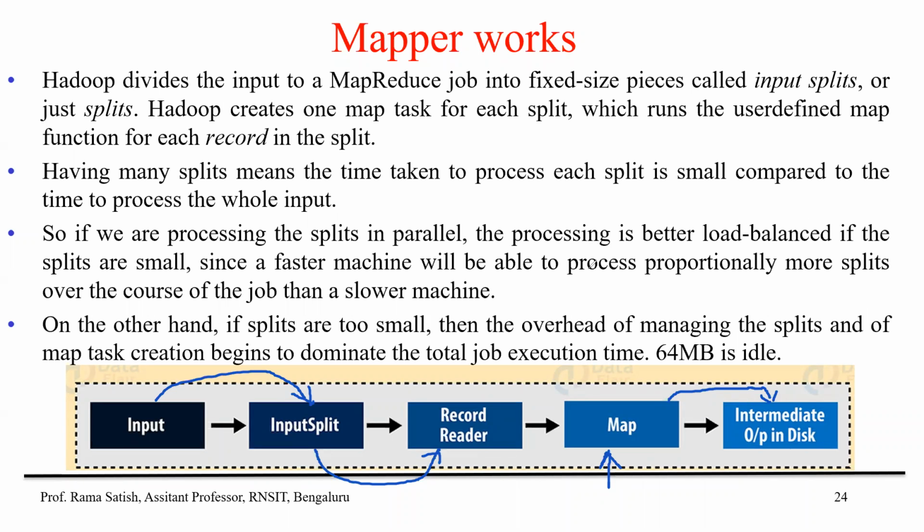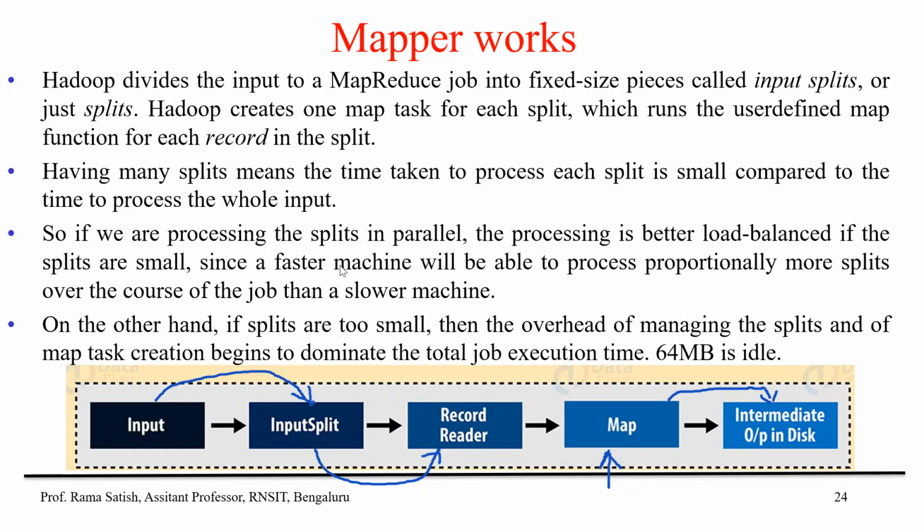Hadoop divides the input to a MapReduce job into fixed-size pieces called input splits. The entire job is split into input splits, or just splits. Hadoop creates a map task for each of these splits.